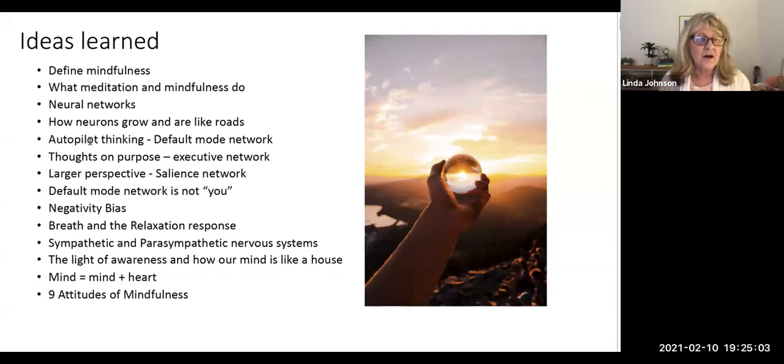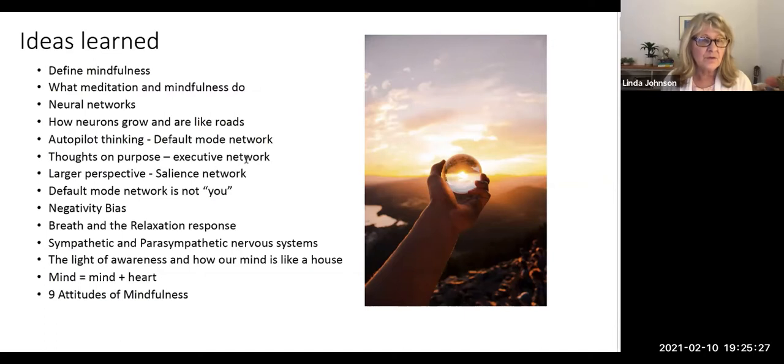We've looked at the autopilot thinking mode of the brain, which is called the default mode network, which picks up ideas and thoughts. And when you lie down to go to bed and you can't turn your head off, the default mode network is what is running. And meditation and mindfulness will chill the default mode network. They will relax it and calm it down, and it starts talking less and less. So it creates space in your own mind, which is a beautiful thing.